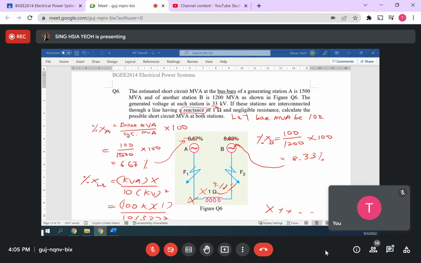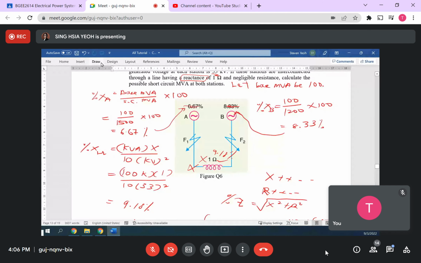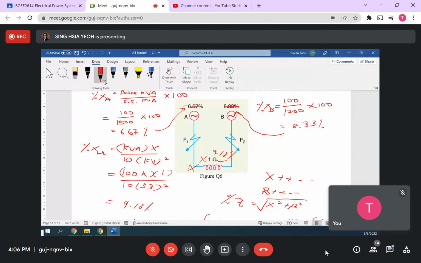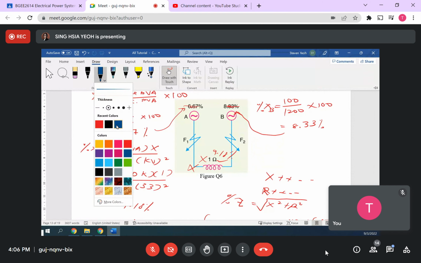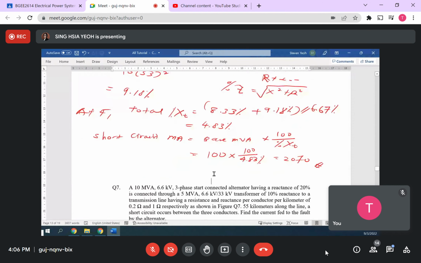Need to find the short circuit MVA at F2. Yes, next will be F2. So at F2, you are now at this point. The same thing, same steps. Now you have to add here 6.67 plus here 9.18, then parallel with 8.33.